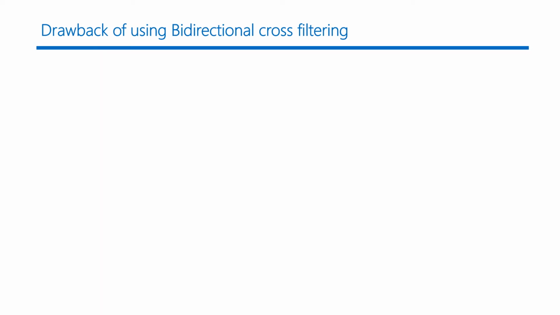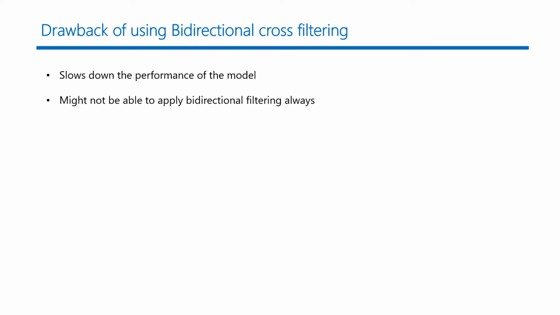The reason is applying the both direction relationship and the security filter will slow down the performance of your Power BI solution significantly. And on the other hand, if you have many tables in your model, we cannot always create bidirectional relationships for all the different models. So the recommended method is to use filtering through DAX, which we will discuss in this video tutorial.